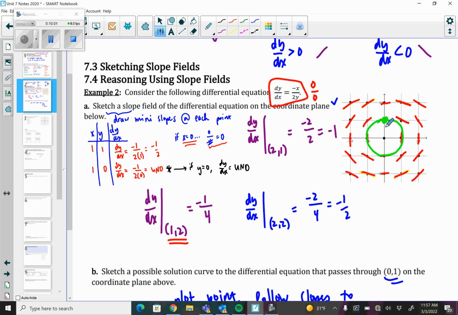One thing to note about drawing in these curves is you must draw the entire curve. So if I had simply drawn something like this, that's really not enough. Follow the slopes until you can't anymore.